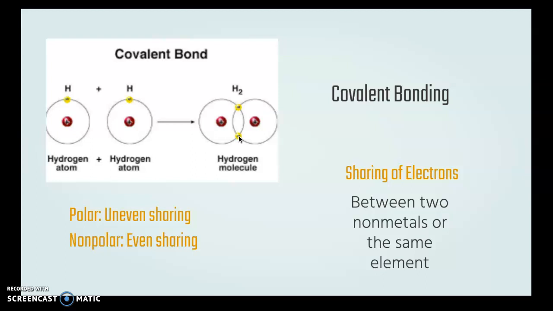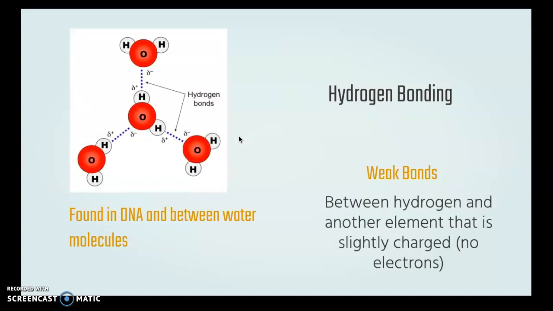Nonpolar is even sharing, so they evenly share. They're the same electronegativity, meaning that they're just going to share them equally. So it depends on what elements are involved, but again, the whole desire behind this is to get to 8 valence electrons, stable bonding. It's just whether or not we share those evenly or unevenly.